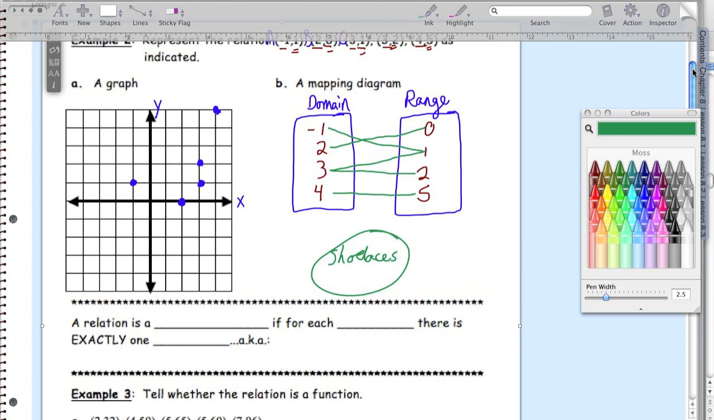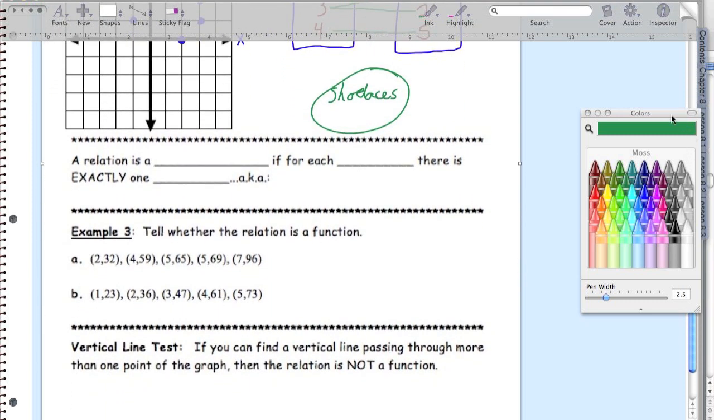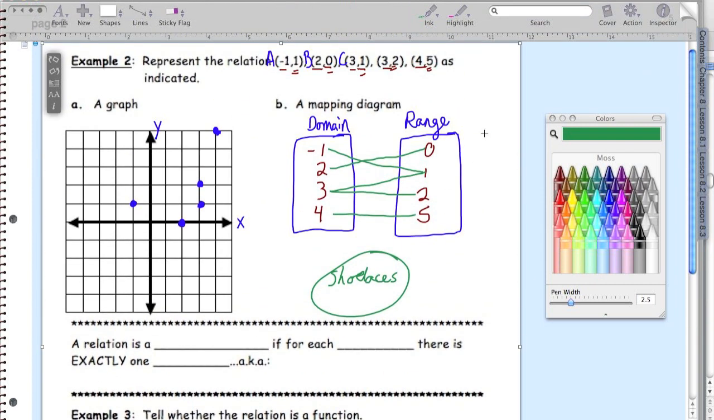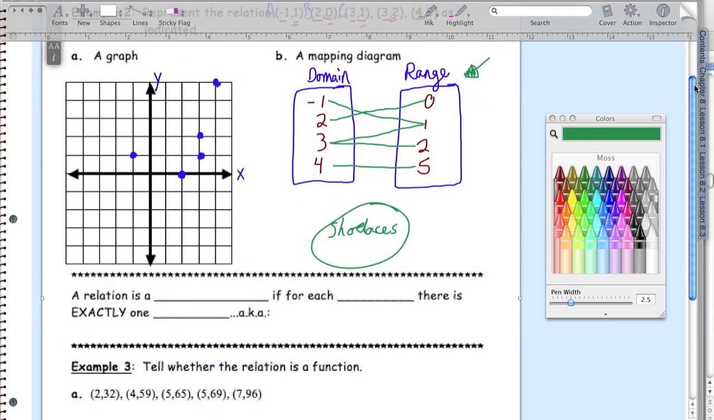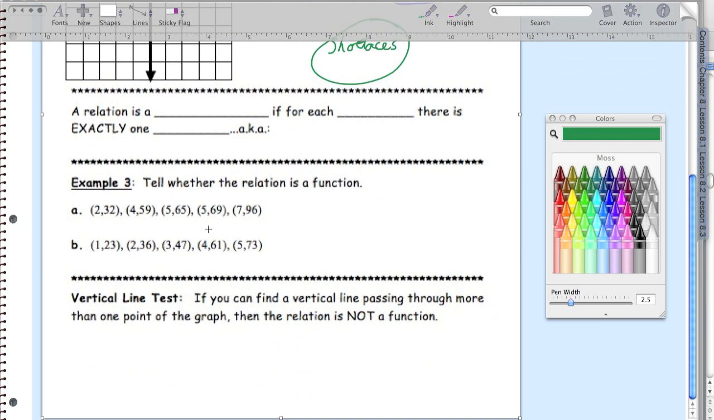But I can assure you that this stuff isn't going to go away. You'll be using it for years and years and years to come. I have calculus books that have mapping diagrams in them that look just like this, and they map values from one to another, sharing the domain and range. So it's important stuff. It's excellent that we're getting a head start right now.